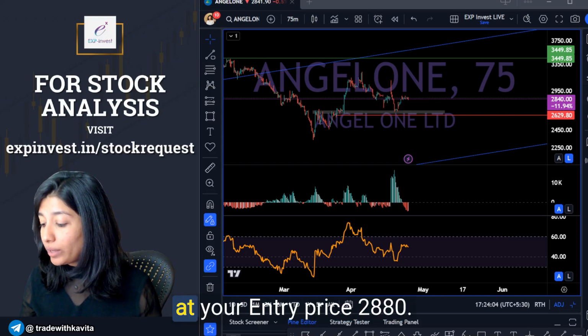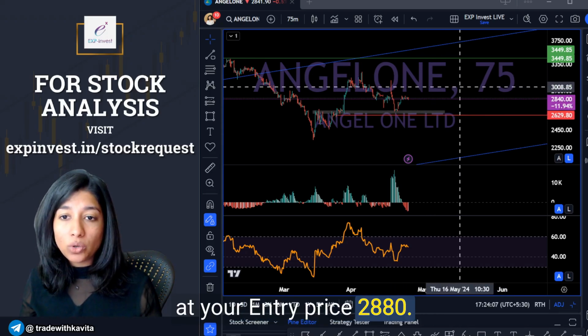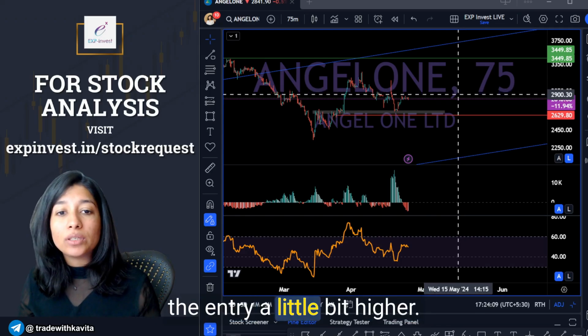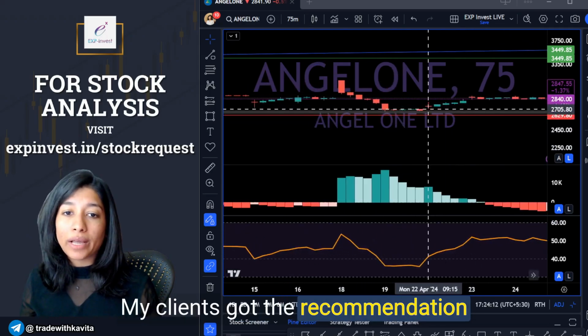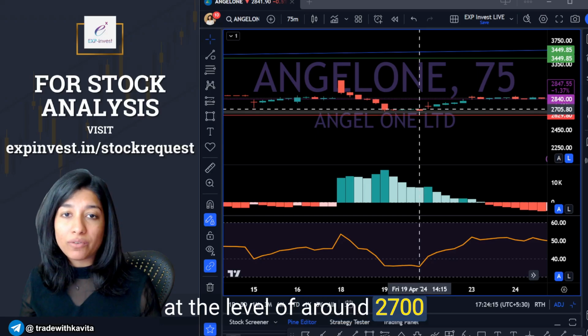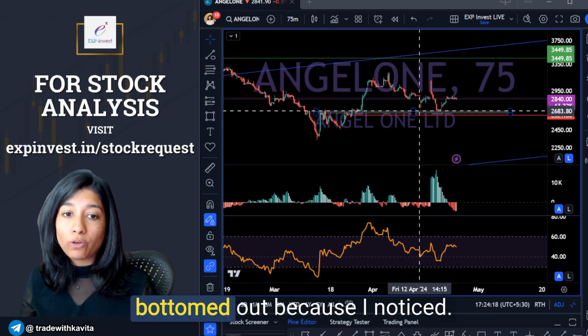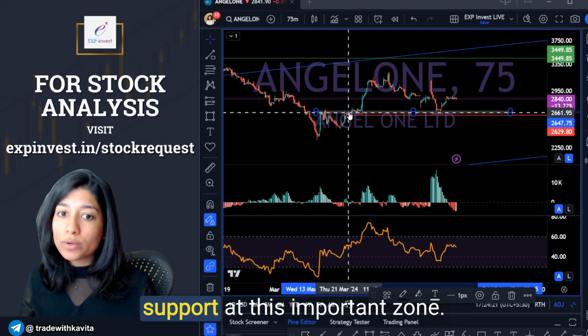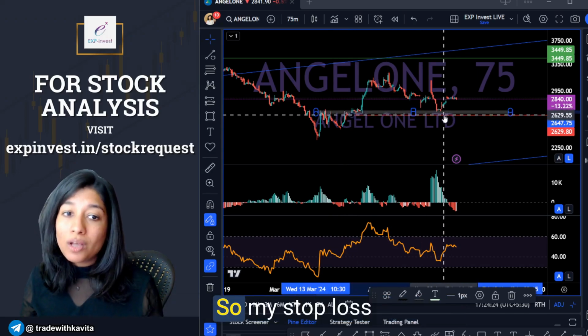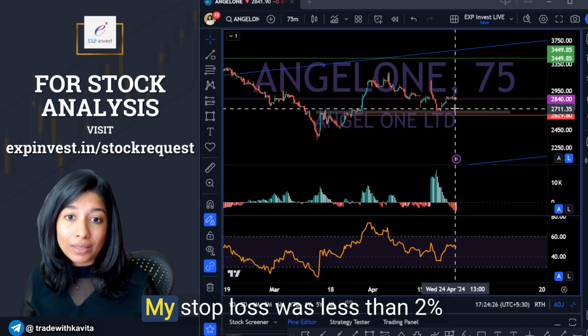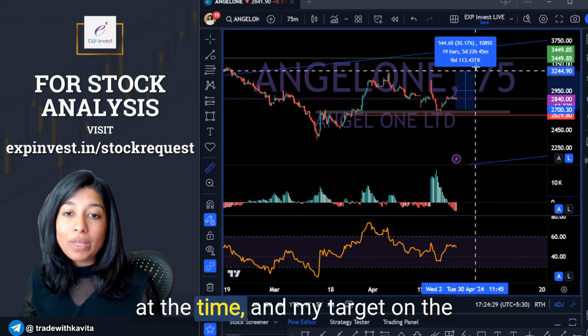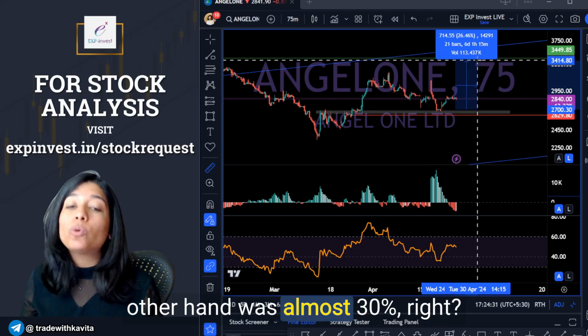Let's take a quick look at your entry price, 280. So it looks like you made the entry a little bit higher. My clients got the recommendation at the level of around 2705 just when the stock bottomed out, because I knew that the stock was seeking strong support at this important zone. So my stop loss essentially was nothing. My stop loss was less than 2% at the time, and my target on the other hand was almost 30%.